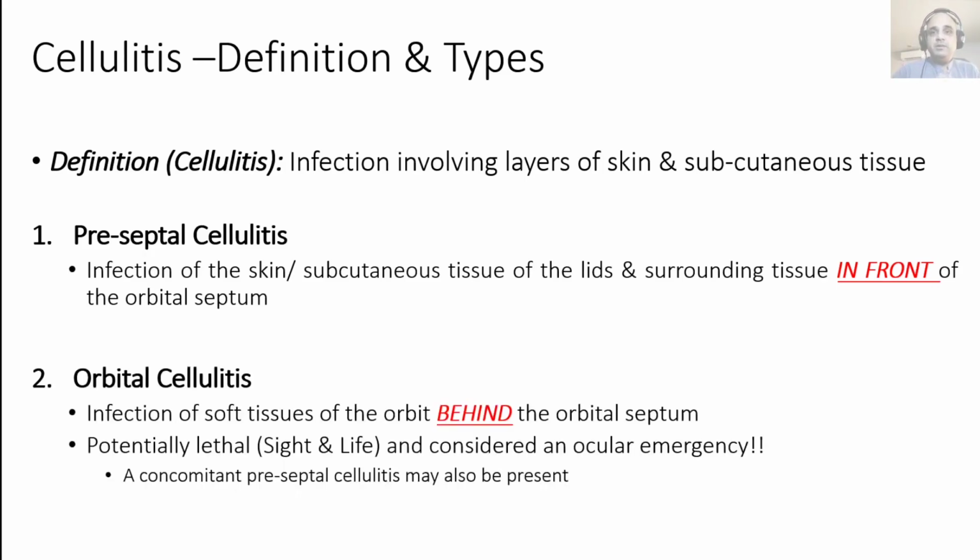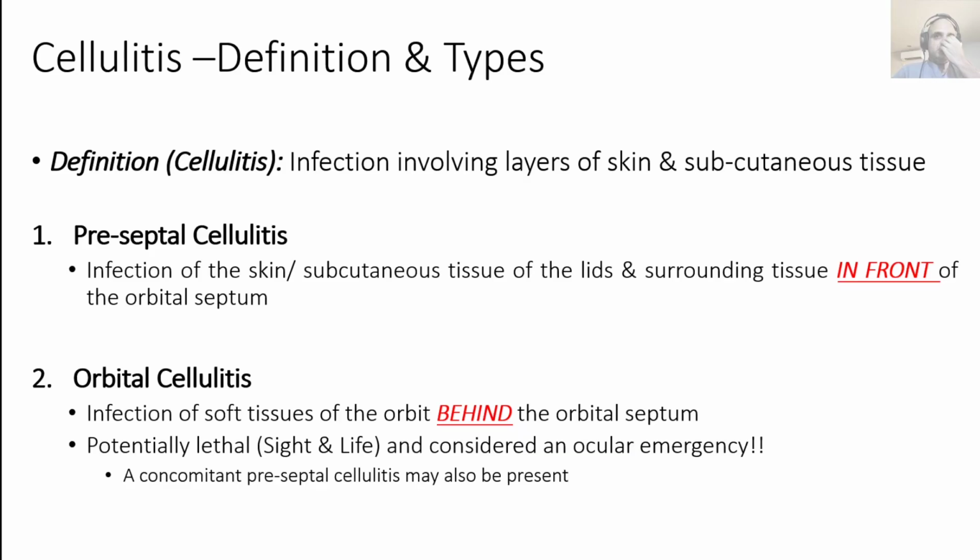The other one is called orbital cellulitis. This is the infection of soft tissues of the orbit, which is behind the orbital septum. This is the potentially lethal type, both for the sight and also for the life of your patient, and is considered an ophthalmic or an ocular emergency.